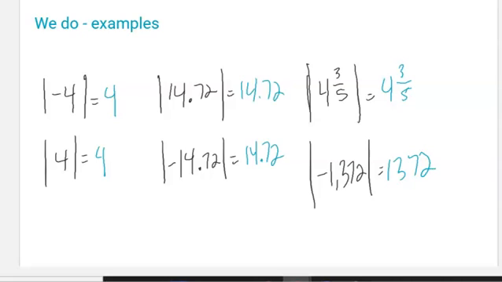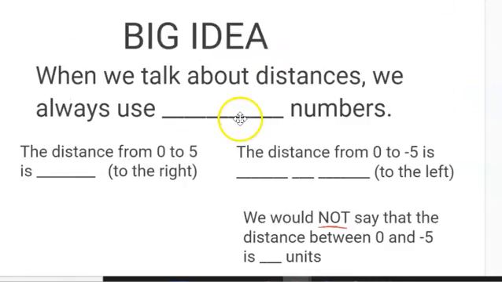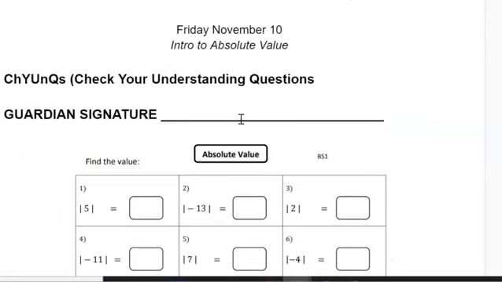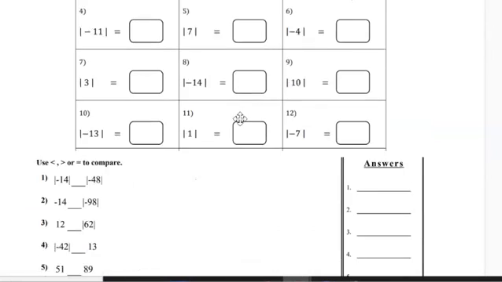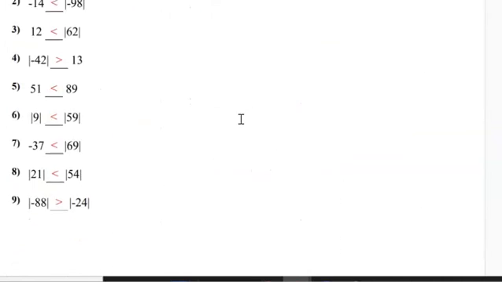All right, I am just about out of time. So hopefully this is making good sense to you too. Last thing to do is check your understanding questions. They are here in your pages and here in your pages. And of course, your answers are after that.